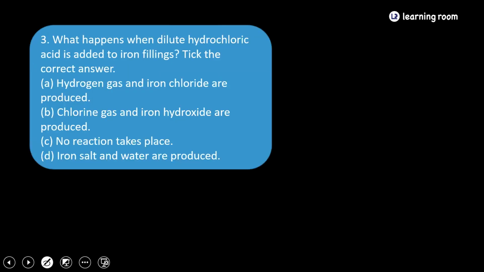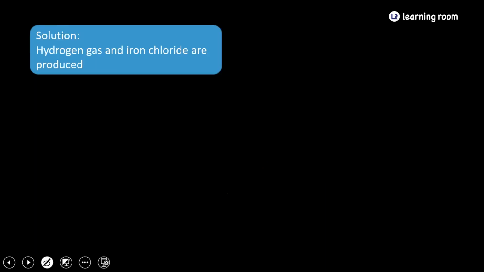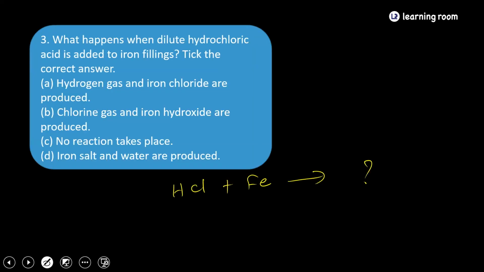Okay, next, what happens when dilute hydrochloric acid is added to iron filings? Take the correct answer. So HCl plus iron. What will happen? Hydrogen gas and iron chlorides are produced, chlorine gas and iron hydroxides are produced, no reaction takes place, or iron salt and water are produced. What will happen? When the metal reacts with HCl, it converts to FeCl2 plus hydrogen gas. So hydrogen gas and iron chlorides are produced.